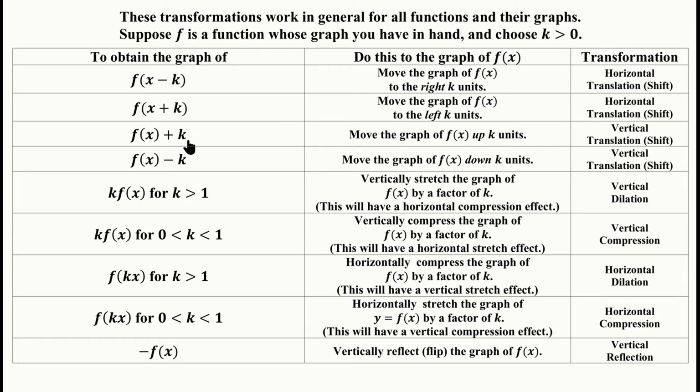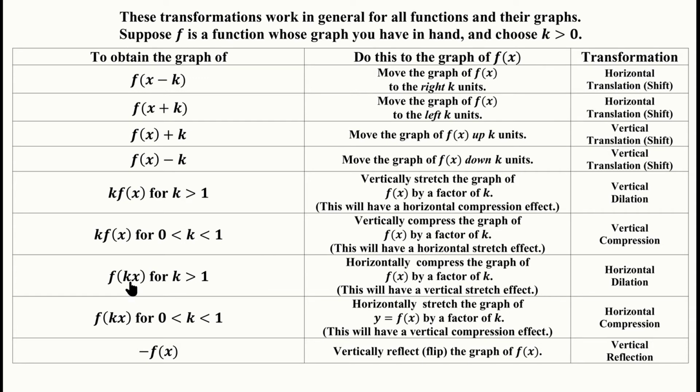If you have f of x plus k, you're going to shift it up k units. With f of x minus k, you're going to shift it down k units. Now, when you multiply f of x by k, you're going to vertically stretch if k is greater than 1. You're going to vertically compress if k is between 0 and 1. And of course, remember, every vertical stretch is simultaneously accompanied by a horizontal compression, and every vertical compression is simultaneously coupled with a horizontal stretch.